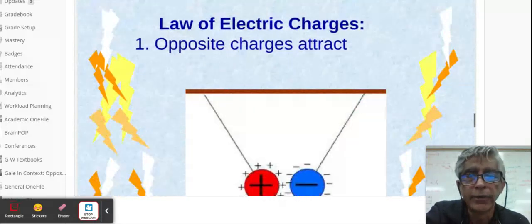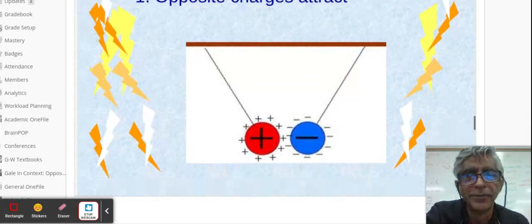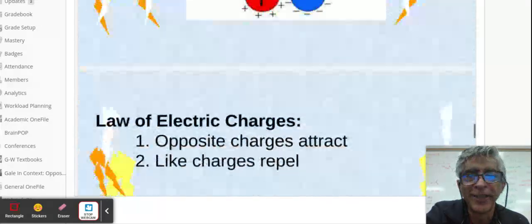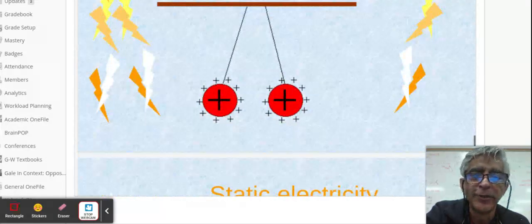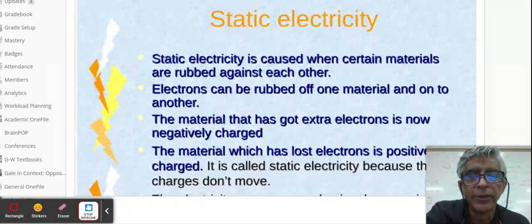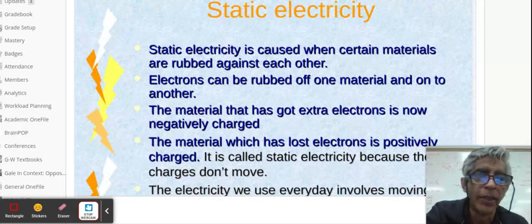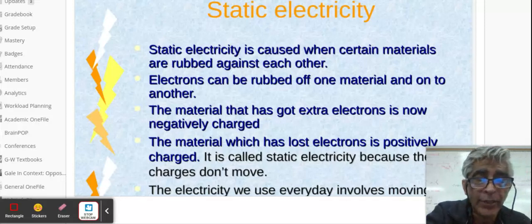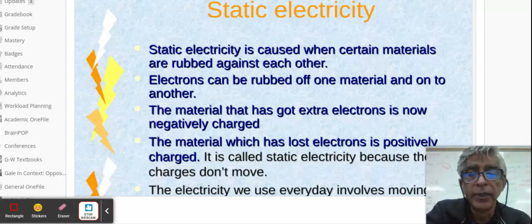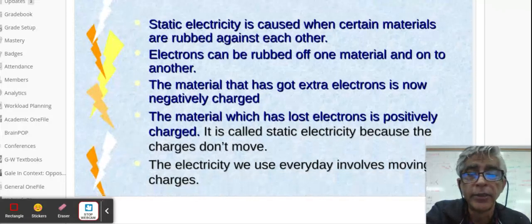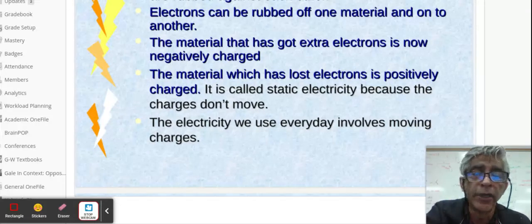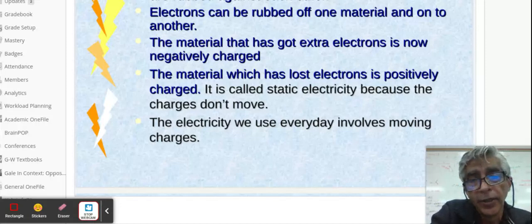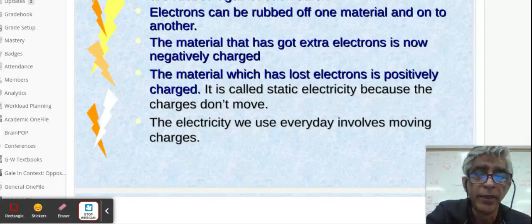So here's the law of electric charges. I don't know if that's really a law, but opposite charges attract, that is a law, and like charges repel. Okay, so static electricity can be created when you rub electrons off from one material to the other. So the other material now has excess electrons, is negatively charged, and if there's too much of it, it is going to try to get away enough that they make their way through air, and that's where we see a spark.